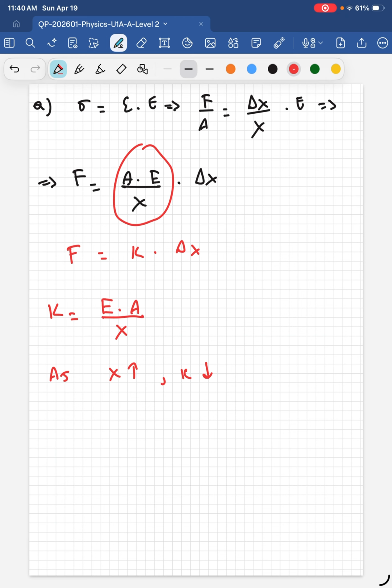And we can also work out the units. The Young's modulus has units of pascals, so newtons over meter squared. The area has units of meter squared, and the length has units of meters. So we uncover newtons per meter, which are the units for stiffness. Okay, so this is part A.